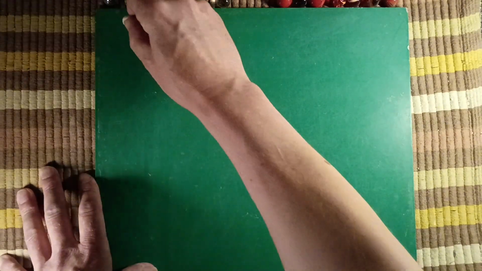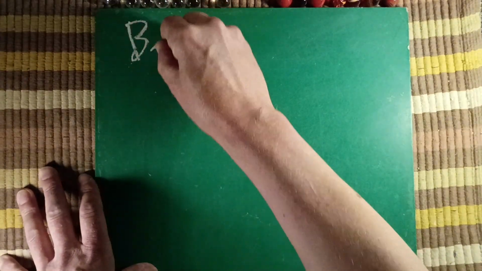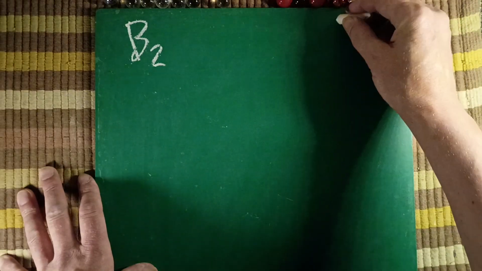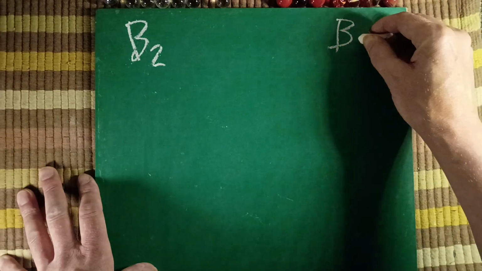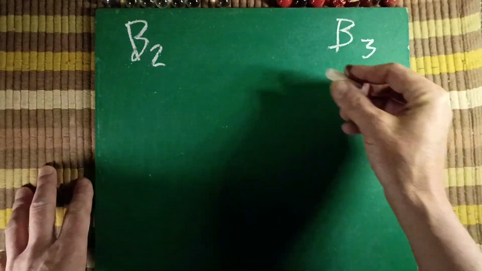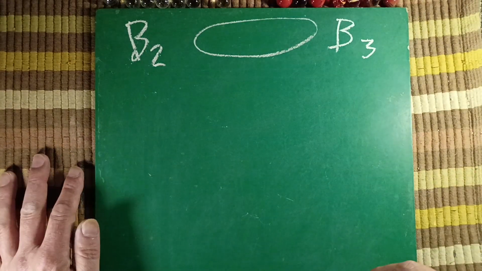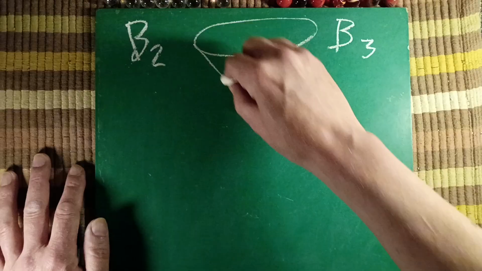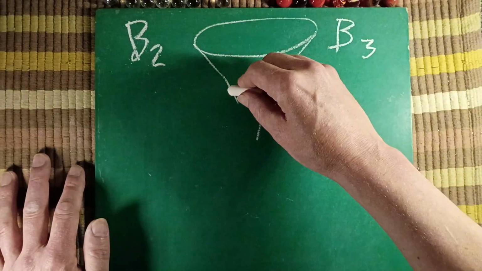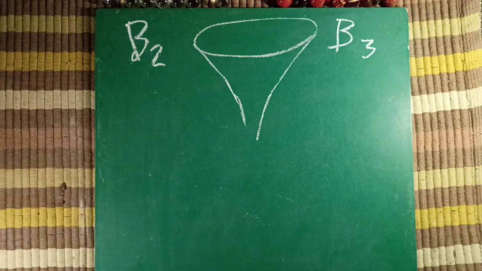So if we use again base 2 and base 3, then we're going to use a funnel again like this, and here's a separate concept that's also part of what happens here.